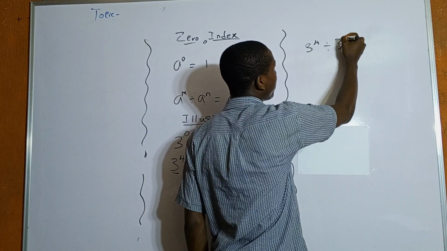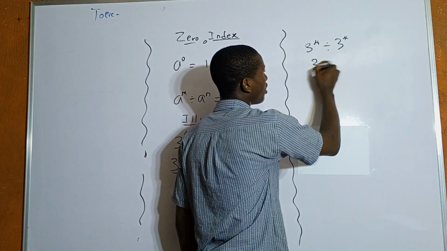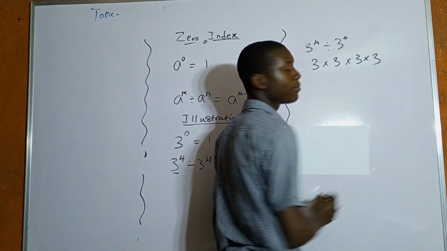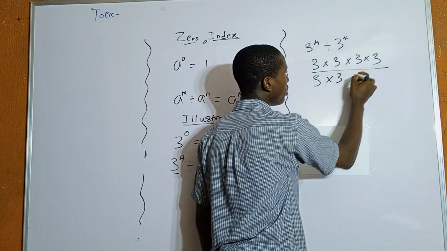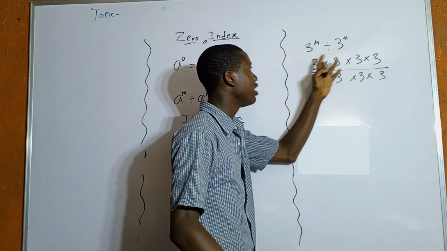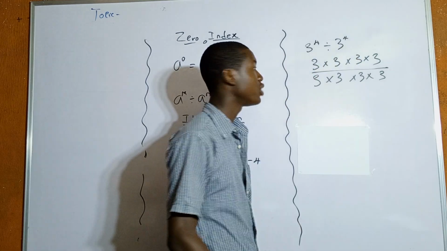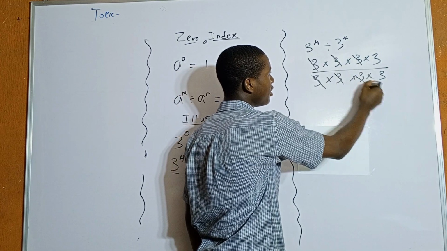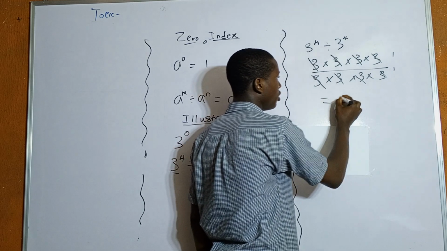3 raised to power 4 divided by 3 raised to power 4 is the same thing as what? 3 multiplied by 3 multiplied by 3 multiplied by 3, divided by 3 multiplied by 3 multiplied by 3 multiplied by 3. Now 3 raised to power 4 means 3 in 4 places, which we have here, and this other one means 3 in 4 places, which we have here. Now if we divide this, divide this, divide this, divide this, we are left with what? 1, which is equal to 1.